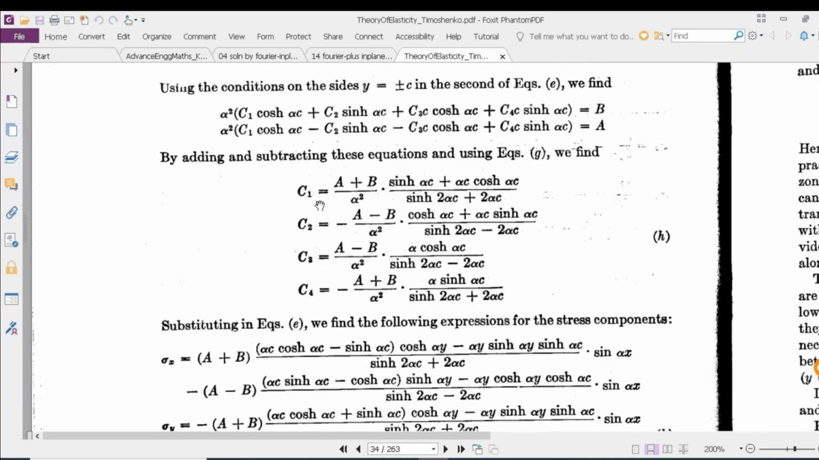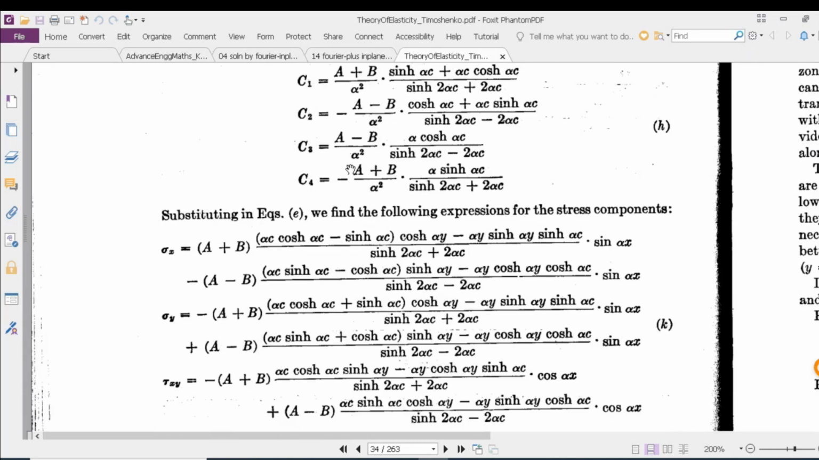And the four constants come out to be c1 equal to a plus b by alpha squared times sine hyperbolic alpha c plus alpha c cos hyperbolic alpha c divided by sine hyperbolic 2 alpha c plus 2 alpha c. c2 comes out to be equal to minus a minus b by alpha square cos hyperbolic alpha c plus alpha c sine hyperbolic alpha c divided by sine hyperbolic 2 alpha c minus 2 alpha c. c3 comes out to be minus a minus b by alpha square alpha cos hyperbolic alpha c divided by sine hyperbolic 2 alpha c minus 2 alpha c. c4 is equal to minus a plus b by alpha square times alpha sine hyperbolic alpha c divided by sine hyperbolic 2 alpha c plus 2 alpha c.